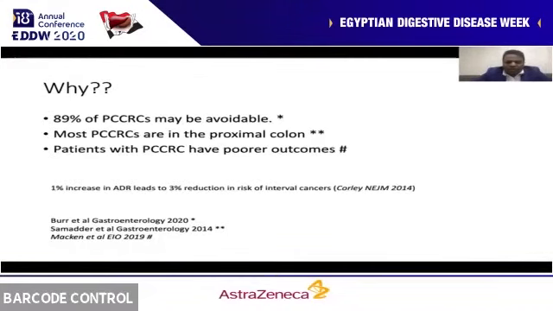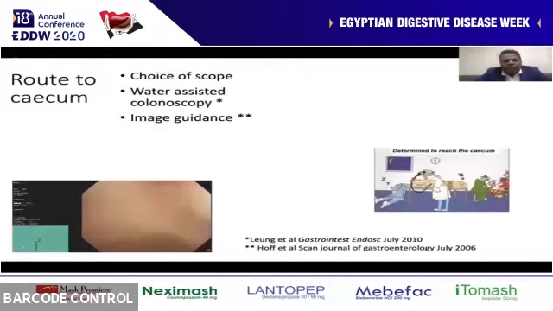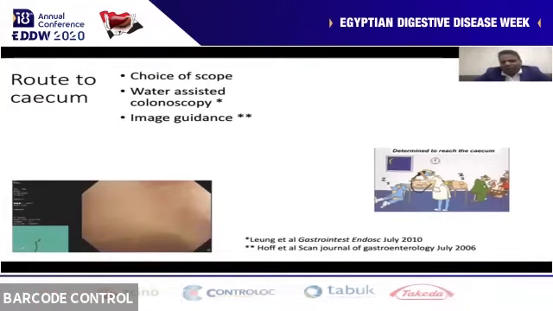So why is it important to increase your adenoma detection rate? By simply increasing your adenoma detection rate by 1%, you reduce your risk of interval cancers by 3%. So colonoscopy is very simple. One is you take the scope all the way into the cecum, and you bring the scope out of the cecum, out of the patient. So it's only two things that you do.